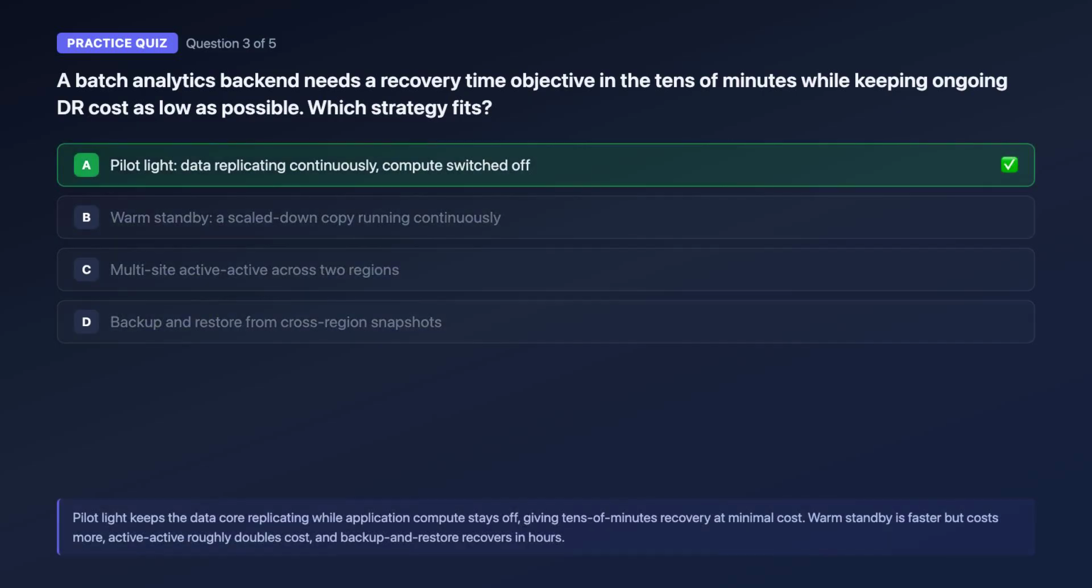The right call here is A, pilot light. The data core replicates continuously while application compute stays off, which lands you in the tens of minutes at minimal cost. Warm standby is faster but more expensive. Active-active roughly doubles cost. And backup and restore recovers in hours. Too slow.